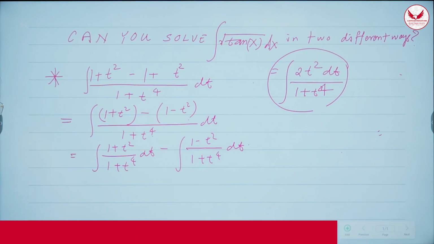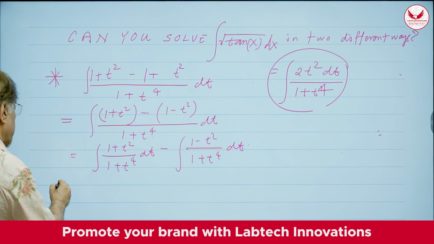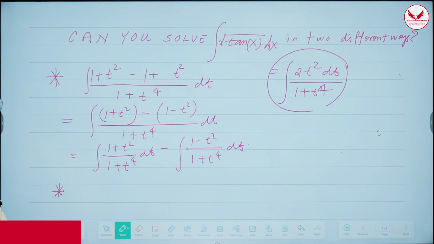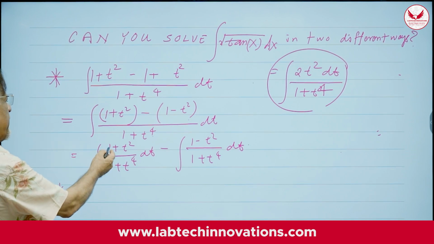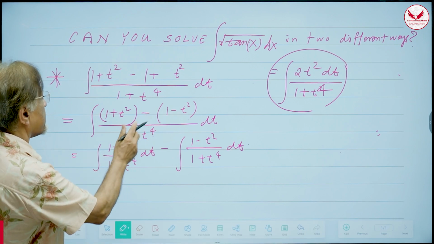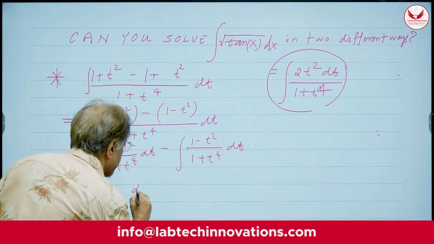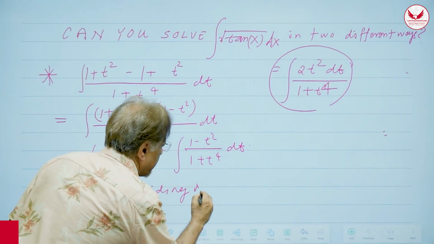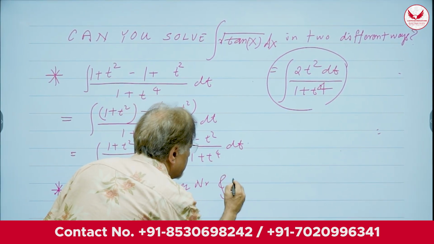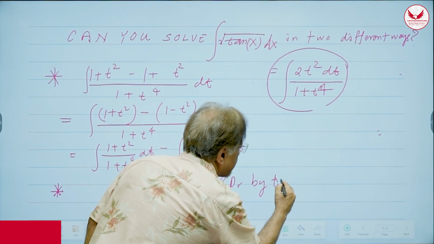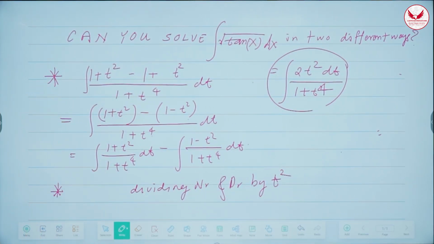Now the next step is another very, very crucial and very ingenious method. What I'm going to do is divide both numerator and denominator by t square in both the cases. So dividing numerator as well as denominator by t square, what will happen? Let's see.